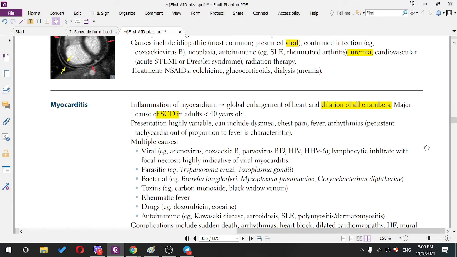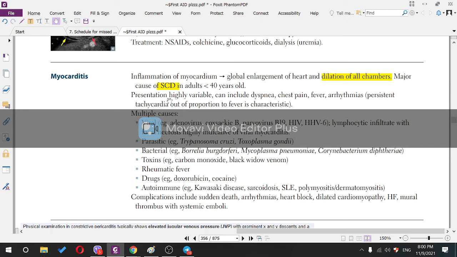So, major cause of sudden cardiac death in adults less than 40. Okay, we just spoke about the less than 40 type of things. So, remember how an S3 sounds like. It sounds something like this.